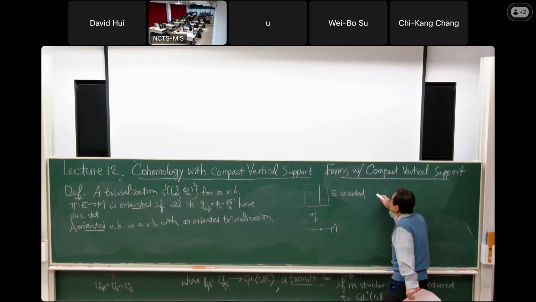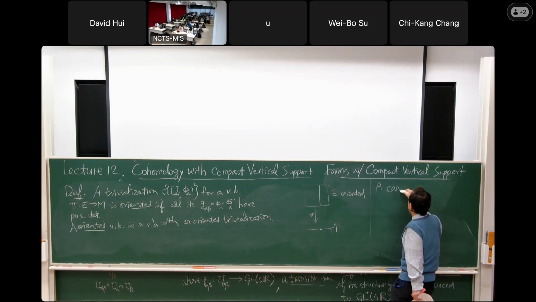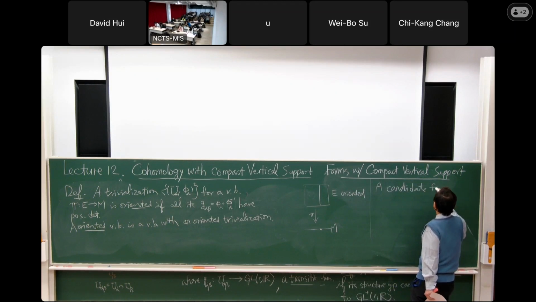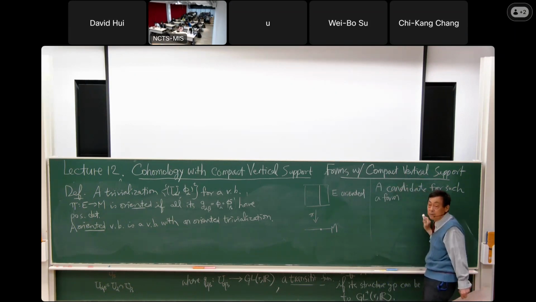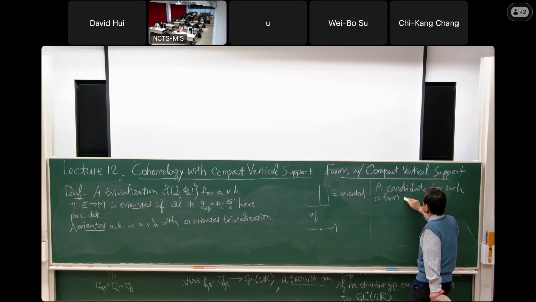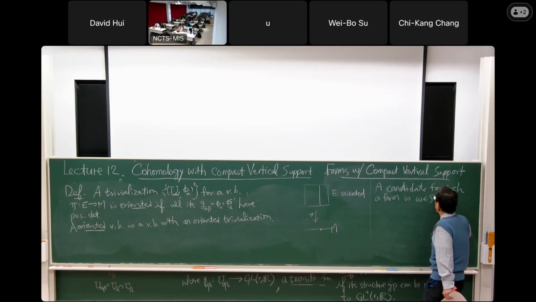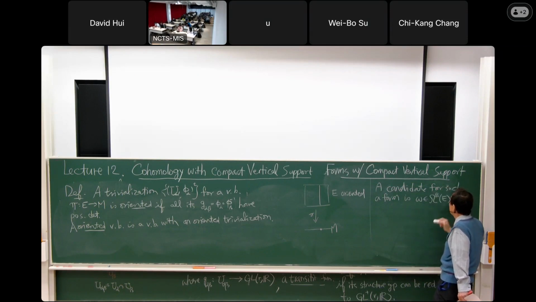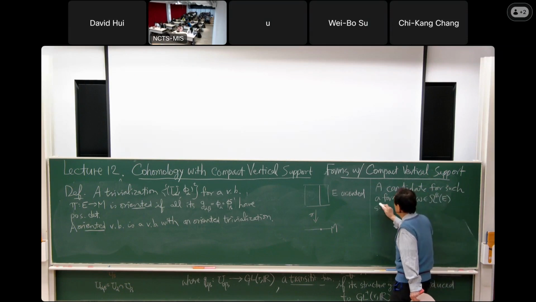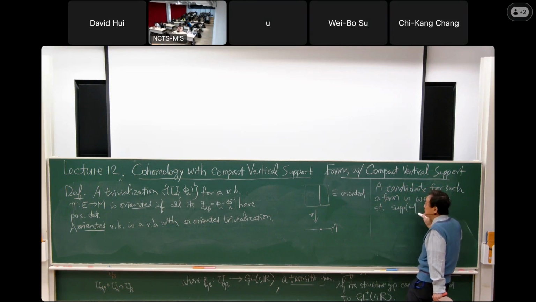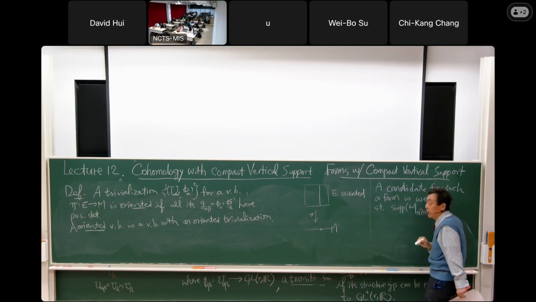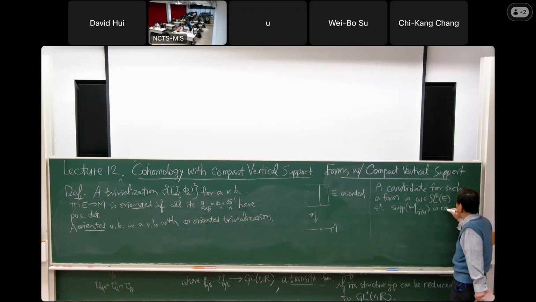Okay, so a candidate for such a form, by such a form I mean a form with compact vertical support, is, say, a form on the total space such that the support of omega restricted to each fiber is compact, right, in the fiber.